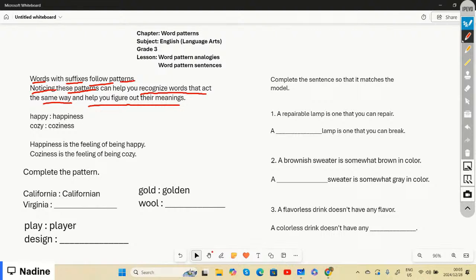For example, you'll have two words with the same suffix, and sometimes the meaning will be similar. Or let's say you just have your base word, but now when we add the suffix to that base word, you'll see that the meaning of that word is still kind of the same.